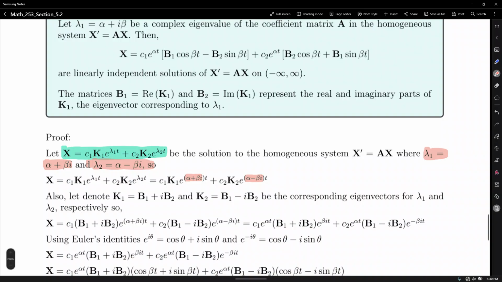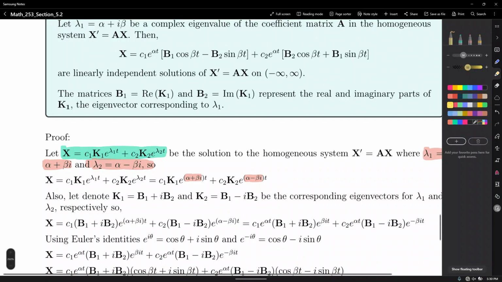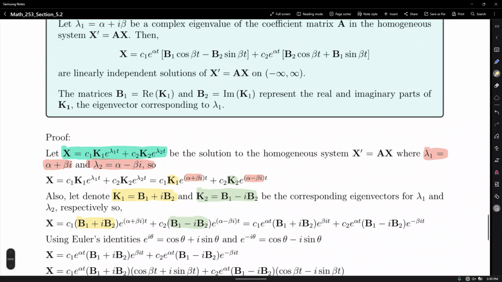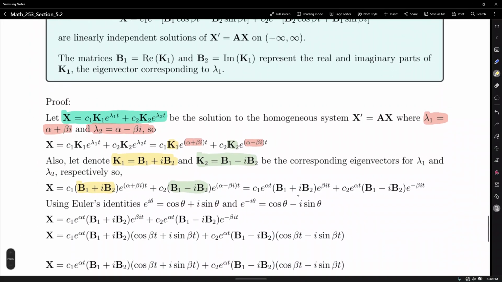So right here I will replace k1 times b1 plus i b2 with b1 plus i b2. And the second eigenvector, I'm going to replace it here. So that's k1 and k2. All right. The rest of the problem, guys, is a few algebraic steps. Okay, so not a few algebraic steps.